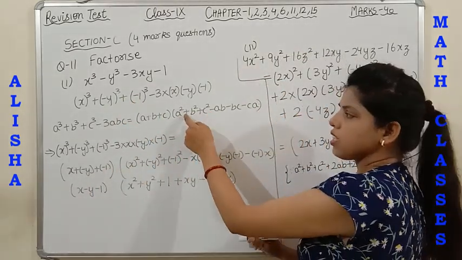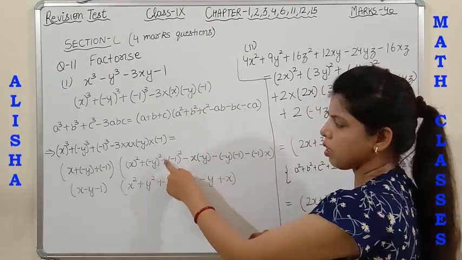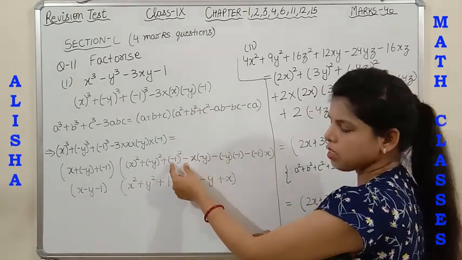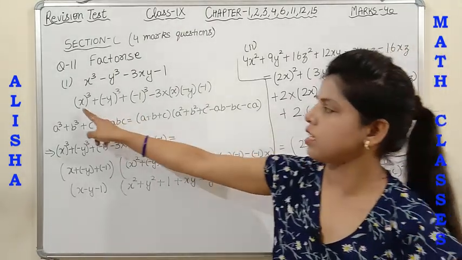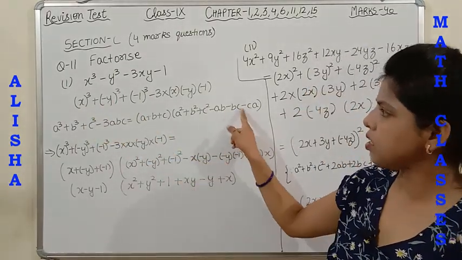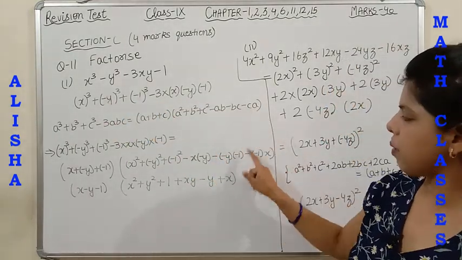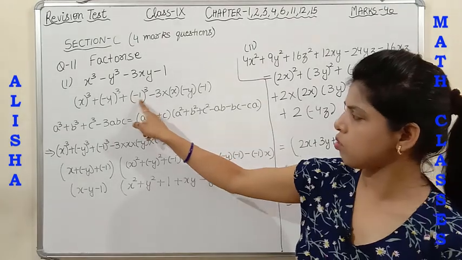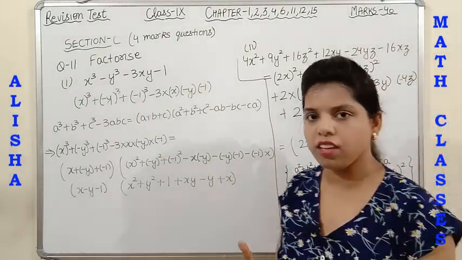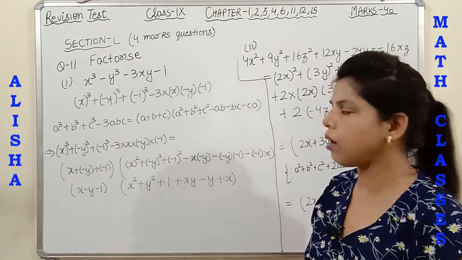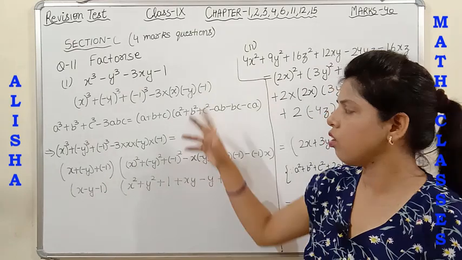Next bracket, a square, that means x square, b square, that means minus y square, plus c square, that means minus 1 square. And replace ab by x into minus y, bc by minus y into minus 1, and minus ca by minus c is minus 1 and a is x. That means you have to identify the formula and just apply the formula by replacing the a, b, c by the given terms which we are having in the question.